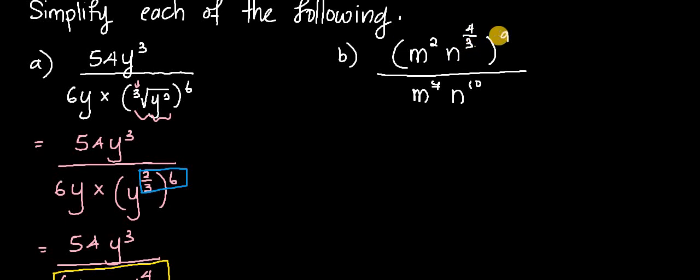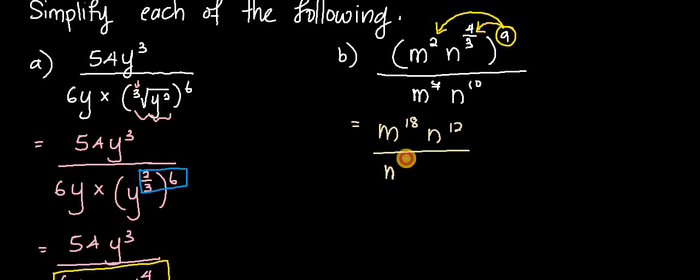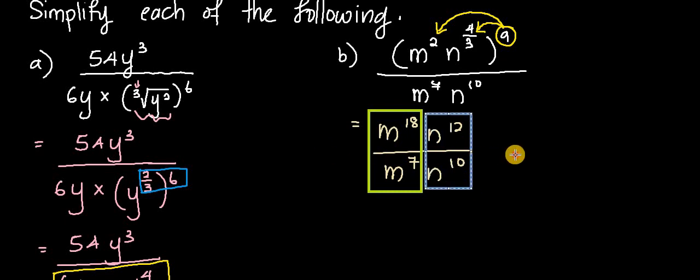This is fairly easy. So first what I'm going to do is break this outside power here. Alright, you can just multiply it into the inside. Once you do that, you should get m, 9 times 2 you get 18, and n here you would get 12, over m, bottom is power 7 and n here is power 10. So you see what you can do now? You can solve this first and then you can solve this. Alright, you can solve both of them separately.